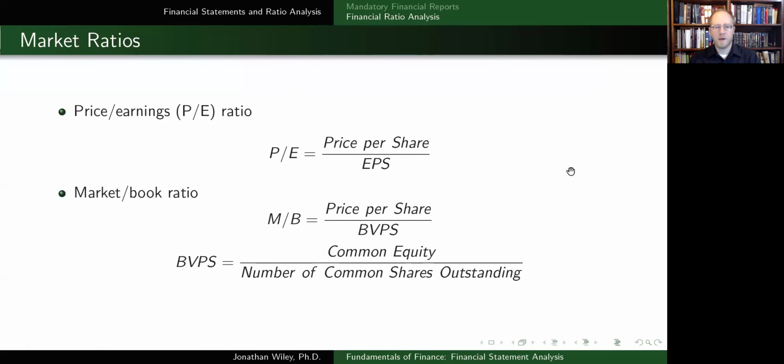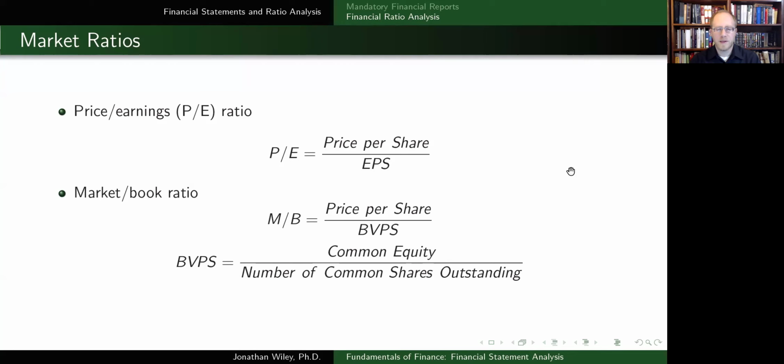All right, so in this video, I'm going to talk a little bit about market ratios. So the first ratio I'm going to talk about is the price to earnings ratio. The price to earnings ratio is a ratio of the price per share for a share of stock divided by the earnings per share for that stock. So basically what we're finding here is how much we're paying per dollar of earnings.